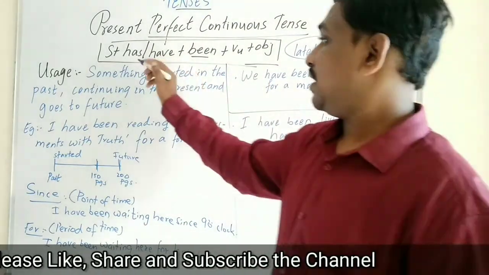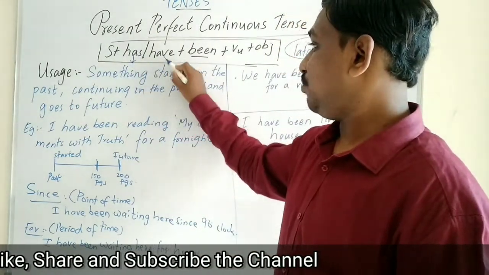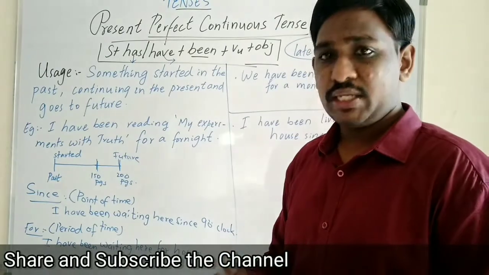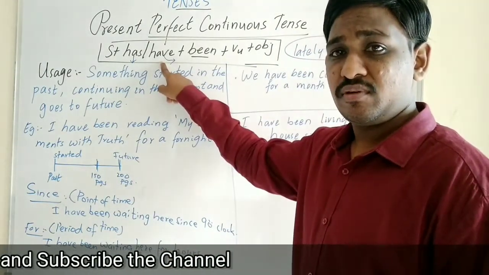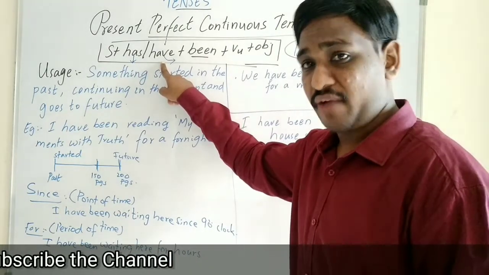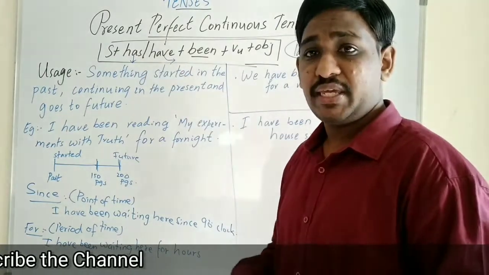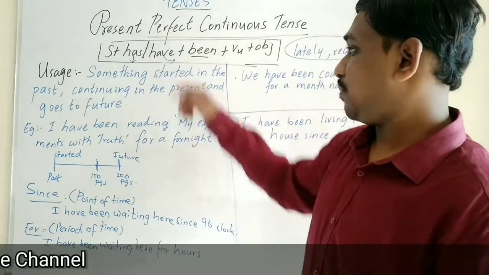Has used for he, she, it. Have used for I, we, you, they. I have, we have, they have, and you have. He has, she has, and it has. So that is the formation.